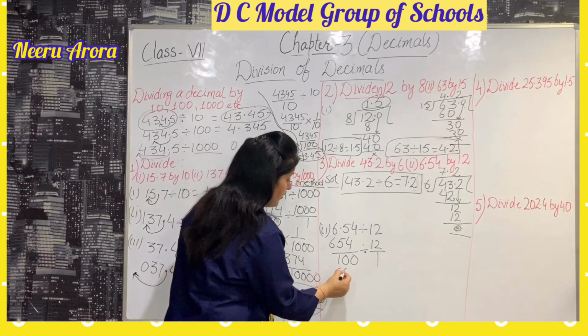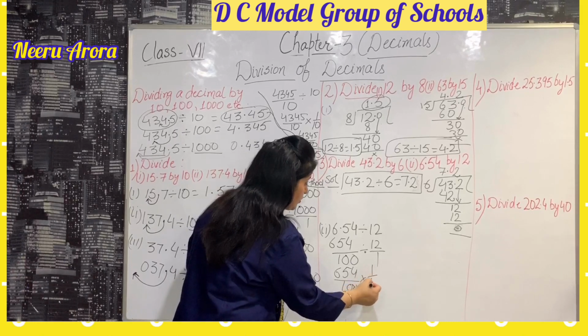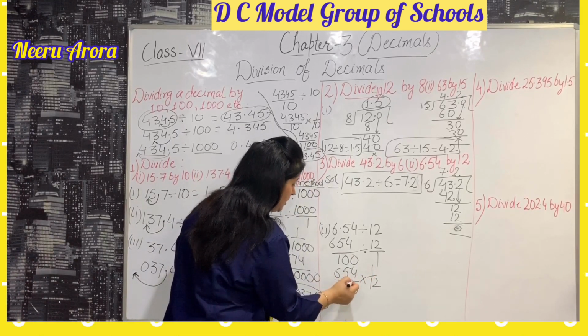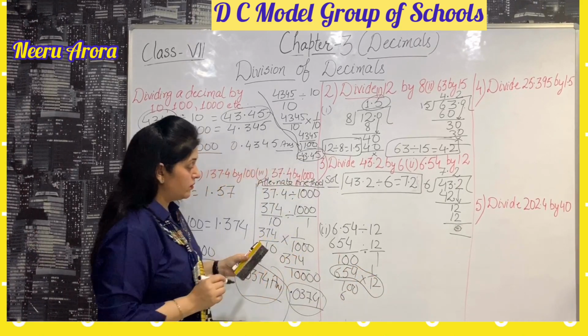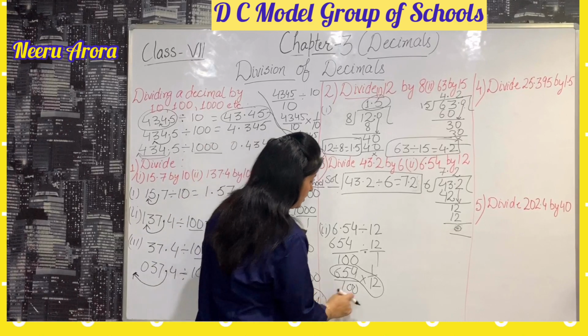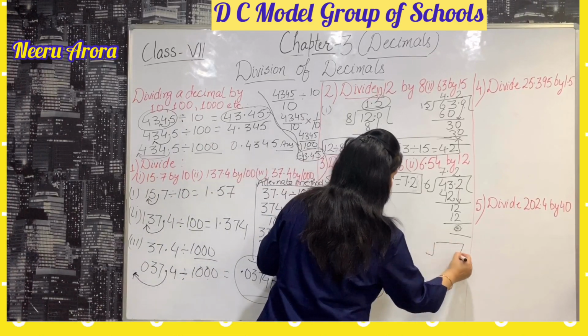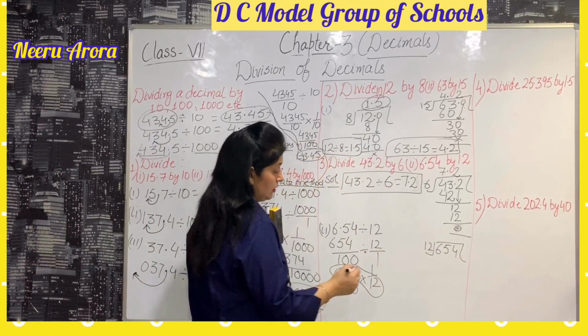So 654 divided by 100, multiplied by the reciprocal of the second number. So 100 remains here only. We will not touch the 100 and we will not do any type of cutting. So we will divide 654 by 12. What we will do? We will divide 654 by 12 with the normal method.